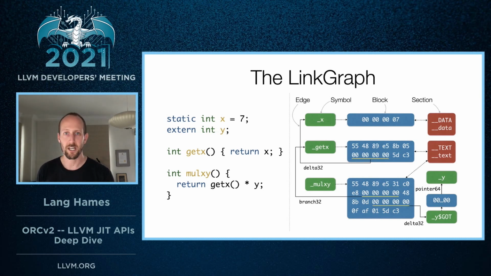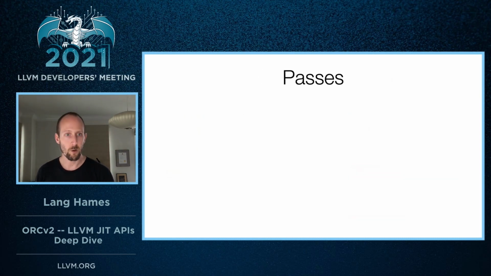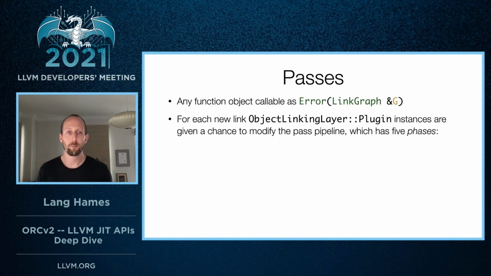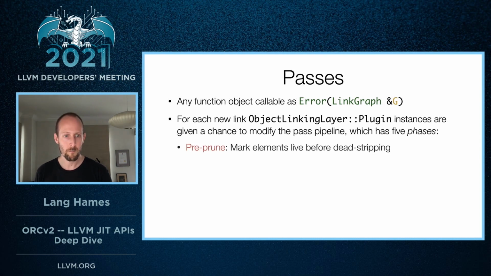The way you make those mutations is with passes. So a pass is just any function object that you can call on a link graph that returns an error. And since we're generating pass pipelines on demand, what you usually write is an object linking layer plugin. You write your plugin, and for each new link, the object linking layer plugin instances are given a chance to modify that pass pipeline. The pipeline has 5 stages, so the plugins can install passes at any of those phases.